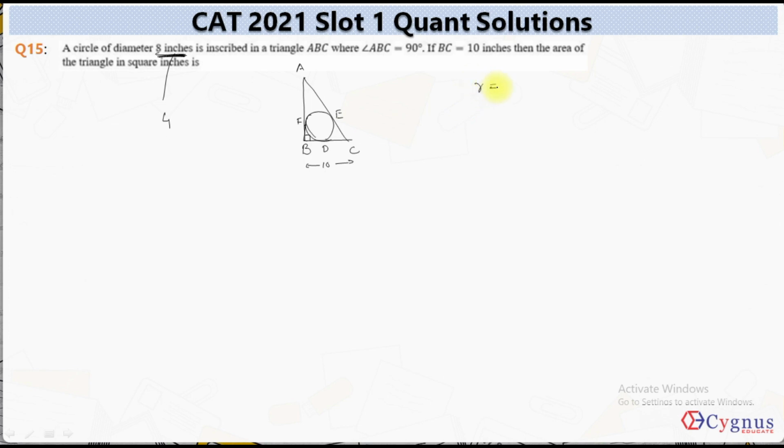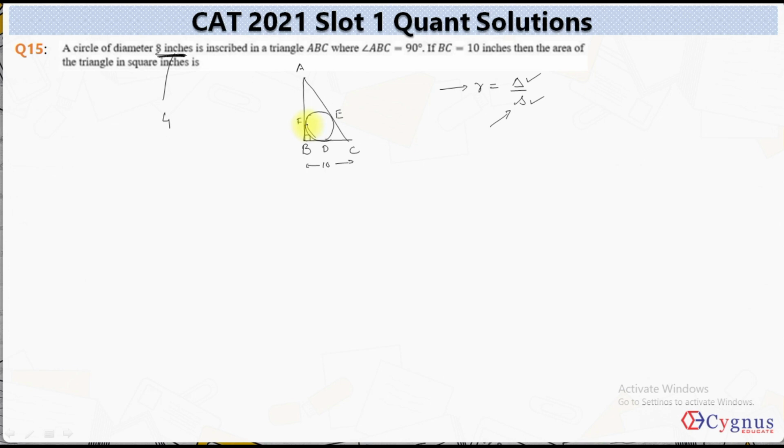I can look for this formula also. R is equal to delta by S, where R stands for what? Inradius. Delta is the area of the triangle, and S is the semi-perimeter. But if you want to apply this formula, you require the semi-perimeter. Okay, let's look at this. This is 10, and it's also given that the circle has diameter 8 centimeter. There are many ways to solve it.